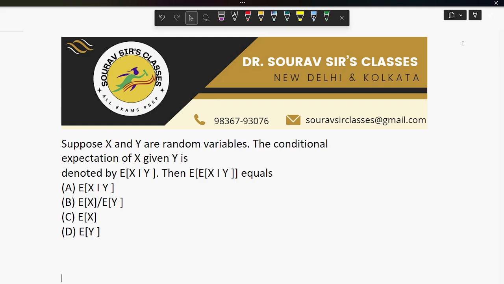Now we are going to solve a problem which appeared in the GATE question paper. The question says: suppose X and Y are random variables. The conditional expectation of X given Y is denoted by E[X|Y]. Then we have to find the expectation of E[X|Y]. There are four options: option A is E[X|Y], option B is E[XY], option C is E[X], and option D is E[Y]. Let us see what we can do.